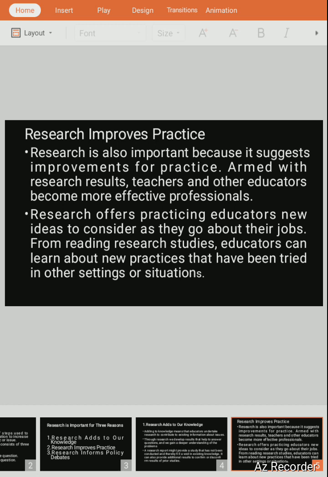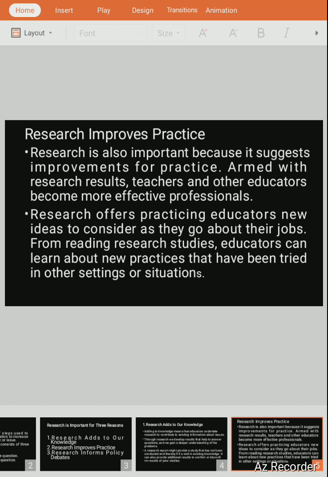When you are a teacher, you are teaching in a classroom, you will conduct research on which method of teaching is more effective, which method of teaching is effective for producing results, which method of teaching is effective for understanding the psychology of students, which method of teaching is important for improving their writing skills, and so on. Research offers a practicing educator new ideas to consider as they go about their jobs. Obviously, when you are a researcher, you have new ideas, so if you are not getting jobs, you can have your own idea and you can start a new thing.